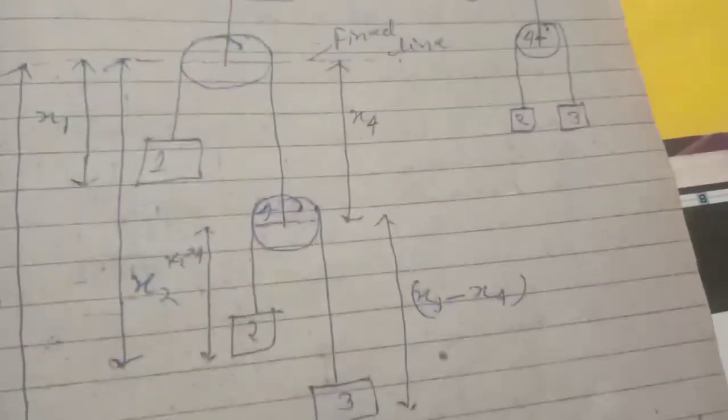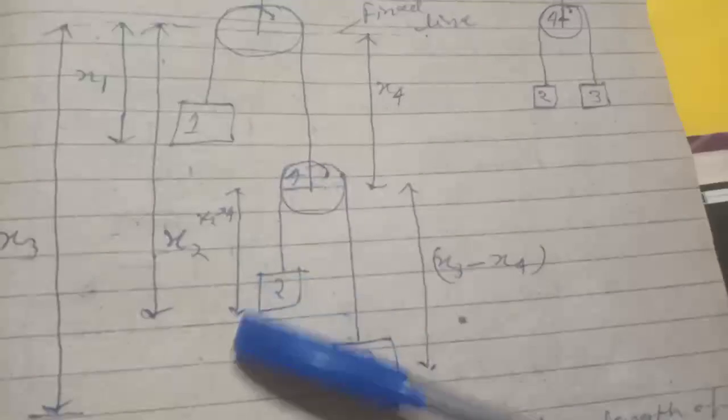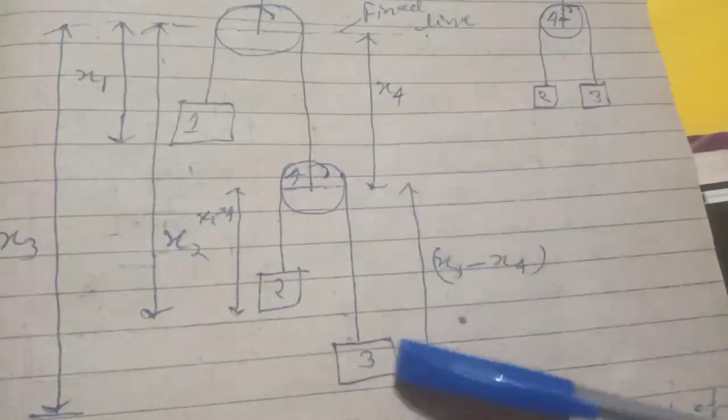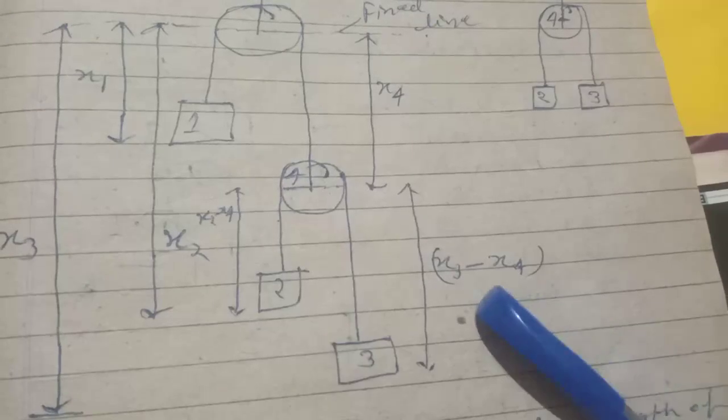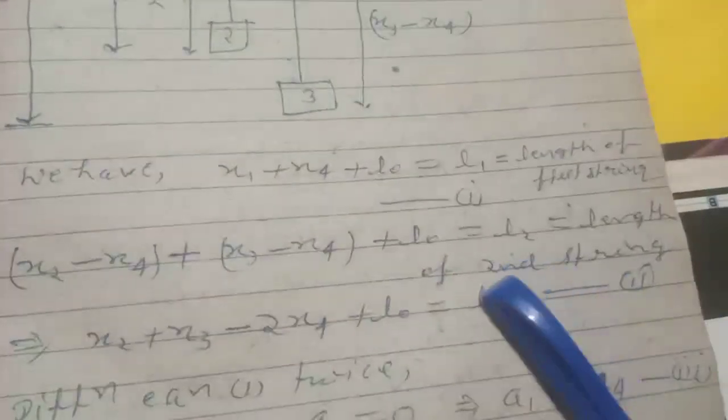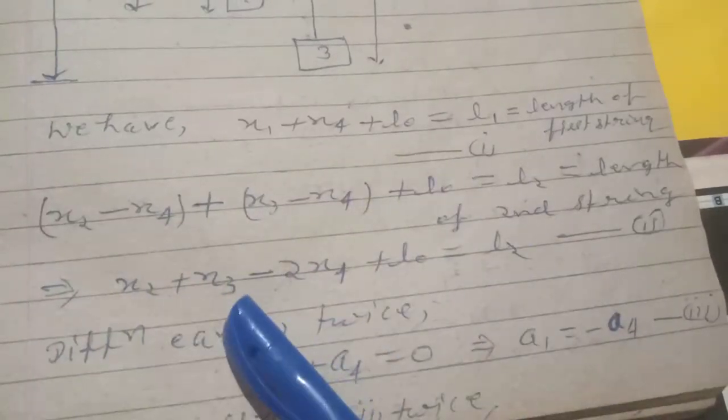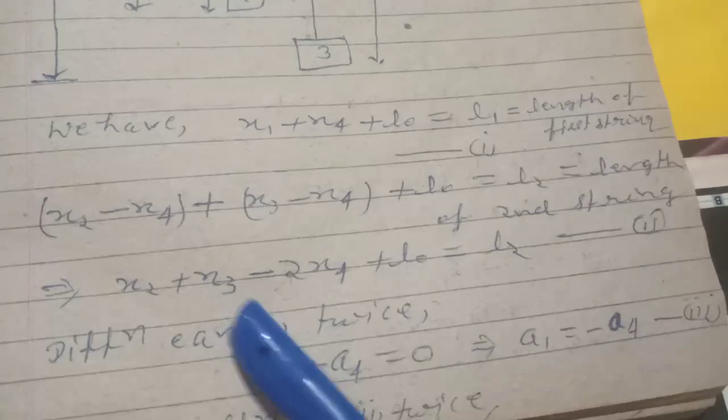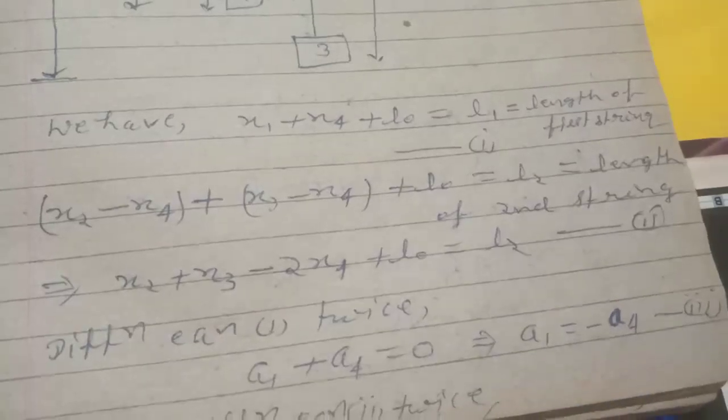Now for the length of the second string: x2 minus x4, this length, plus L0 plus x3 minus x4 equals L2, the length of the second string. This implies x2 plus x3 minus 2x4 plus L0 equals L2. Now differentiating equation 1 twice, we get a1 plus a4 equals 0, or a1 equals minus a4. This is equation 2.